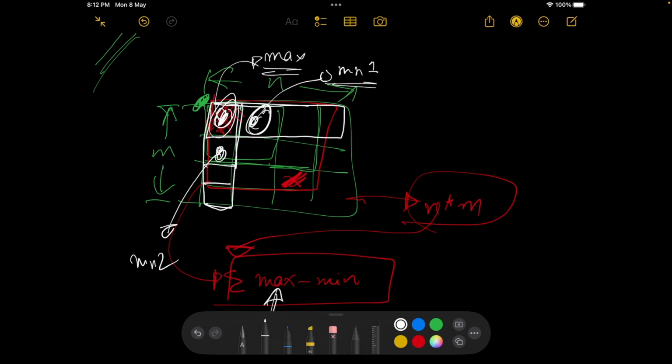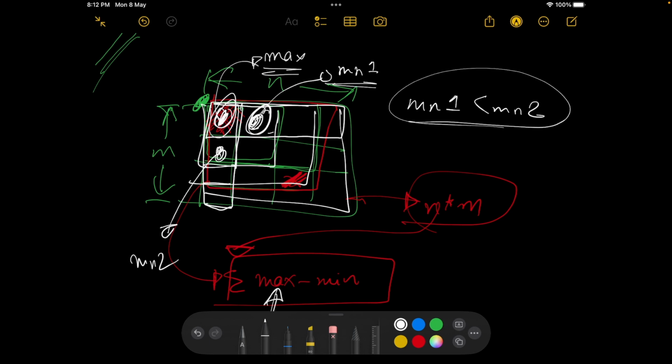However, when I'll be constructing any other rectangle, for example, this one or this one or this one, then the minimum of these two would be considered as the minimum. So should minimum 1 be less than minimum 2 or not? That would depend on whether your m is greater than or equal to n. Because if your n is greater, then you would want that your mn1 is greater so that the number of rectangles that it contributes to is more. So that's how you need to do it.